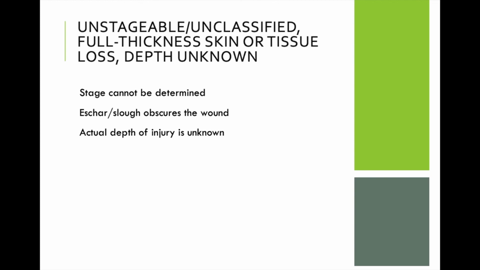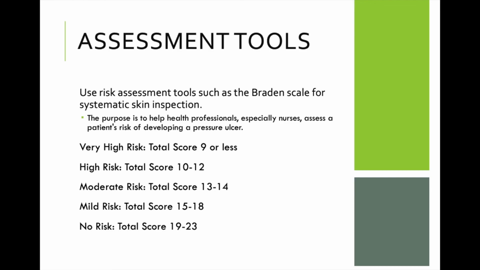Then you have your unstageable, unclassified, full thickness skin or tissue loss, which is basically, think about a scab that you don't know how deep it is. So the stage can't be determined unless the patient is taken to surgery and they remove that top layer and then they see it down at the bottom. So that's when they start to classify it. But other than that, visually you can't see it, and then they could see if it has migrated down or if it's a stage 1, stage 2, etc. Okay, so for your nursing assessment, you're going to use a Braden scale.